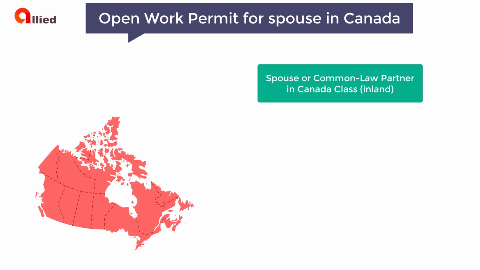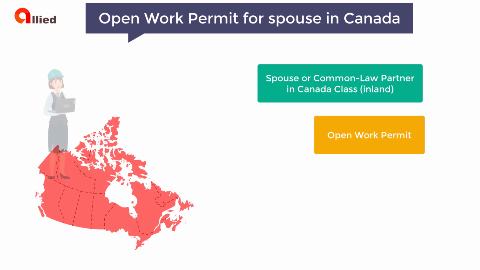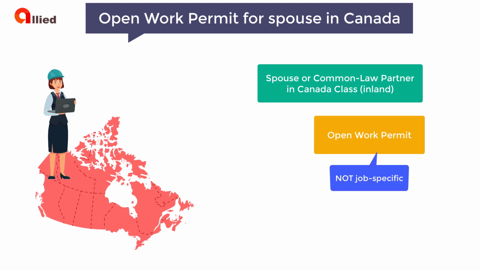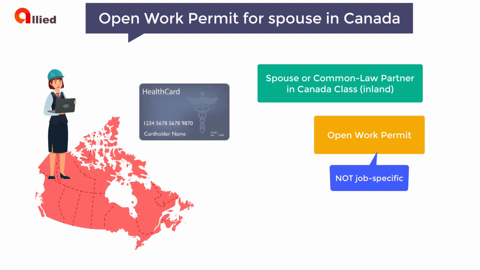Open work permits for spouses or common law partners in Canada. If you're applying under the spouse or common law partner in Canada class, you may qualify for an open work permit while your application for permanent residence is being processed. You can submit your application for an open work permit together with your application for permanent residence, or after you apply. An open work permit is a work permit that is not job specific, which means you can work for any employer in Canada. The open work permit is usually valid for 2 years, or until your passport expires, whichever comes first. You might also be eligible to apply for a health card with your work permit.